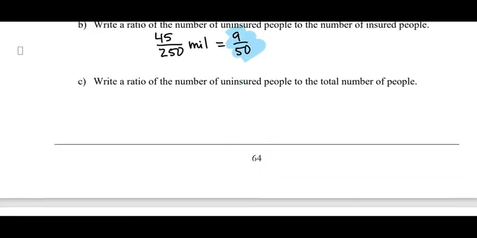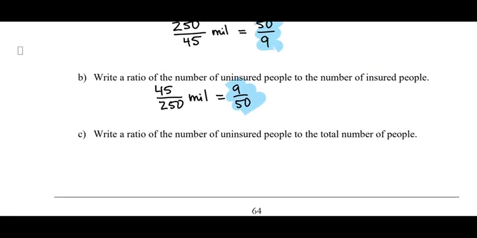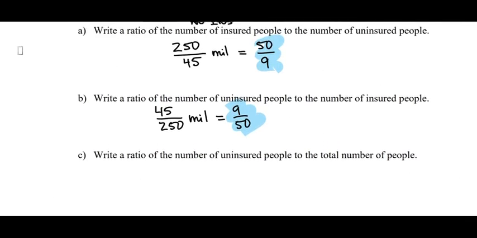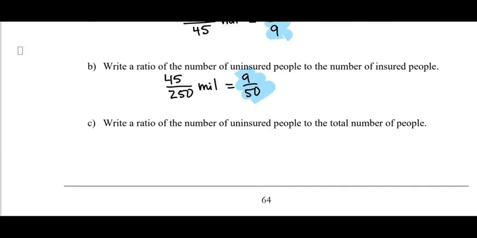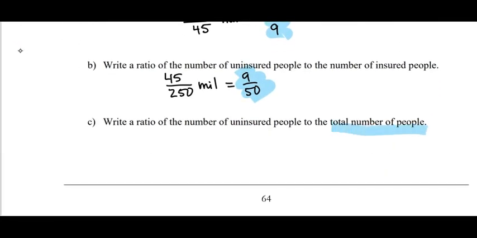And then part C: write a ratio of the number of uninsured people to the total number of people. They did not give us the total number of people, but they did give us the 250 insured and 45 not covered. So together, the total number of people would be 250 million plus 45 million equals 295 million.